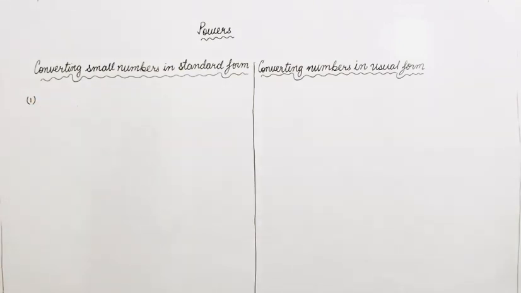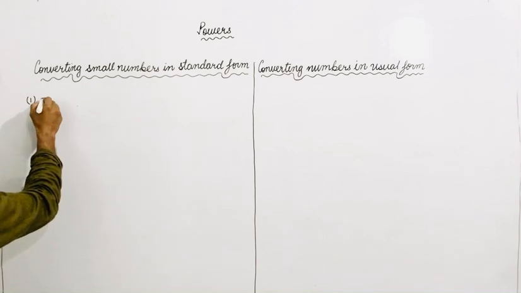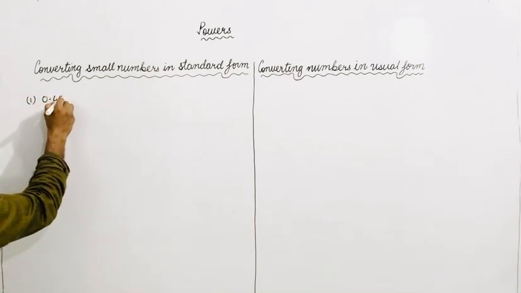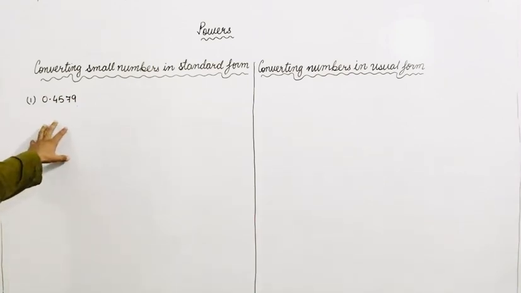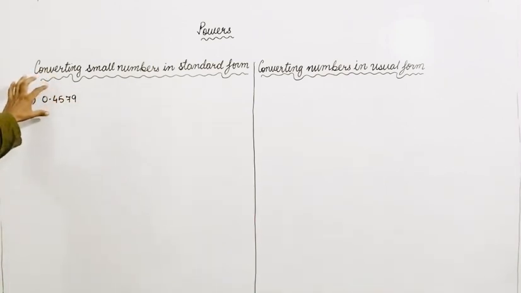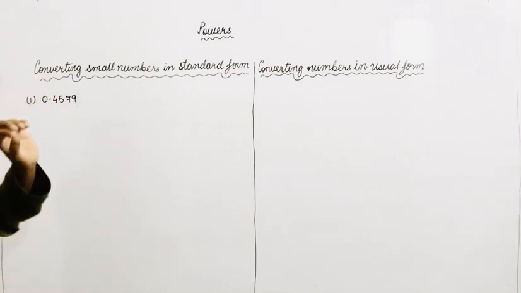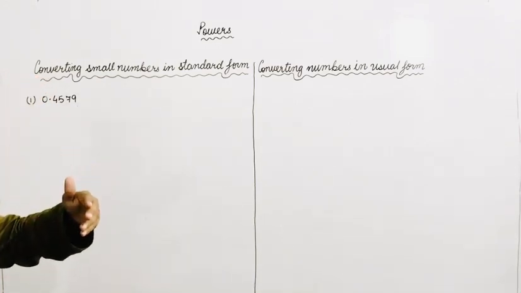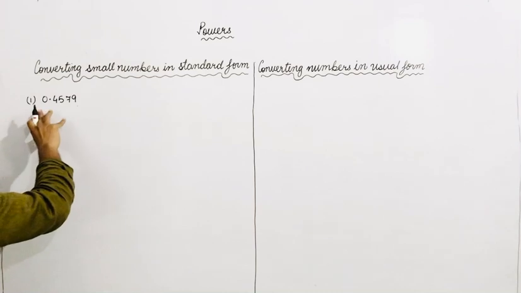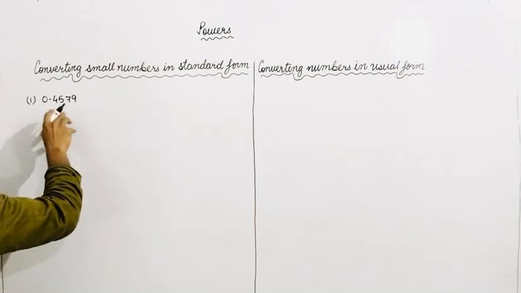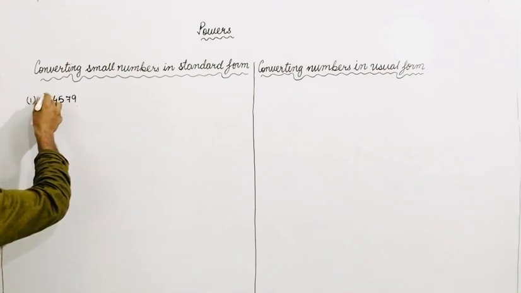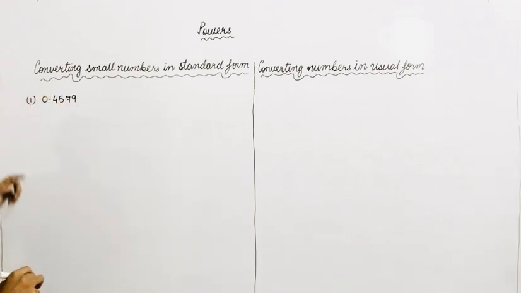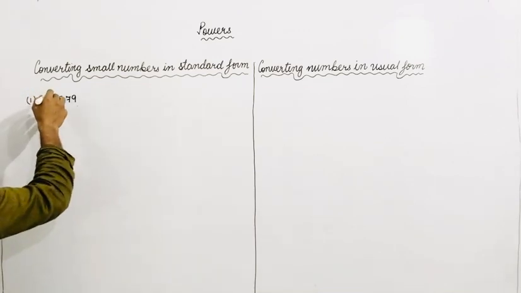The first example is 0.4579. You need to convert this number into standard form. Now listen, what does standard form mean? You have to convert it in such a way that only one number is present before the decimal. So, how will you do it?